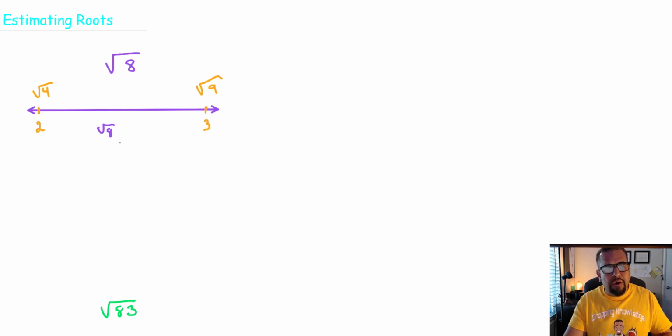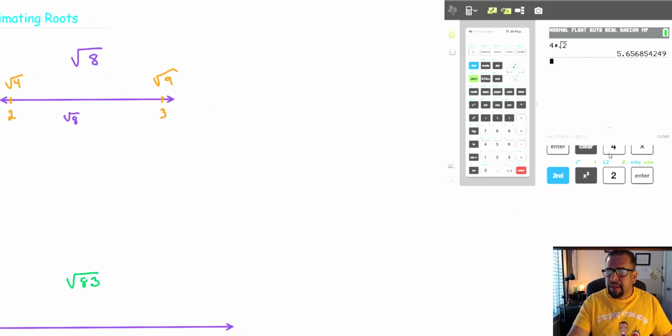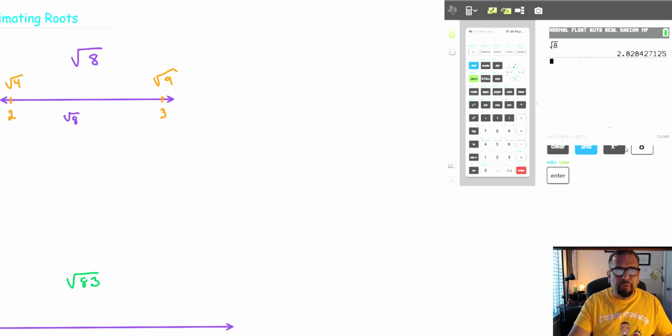Okay, now I still don't have my answer. What is it closer to? Is it going to be closer to my 3 or closer to my 2? Well, I will need to take the square root of 8. And yes, you can use a calculator. So let's take the square root of 8, and that's going to give us 2.8.